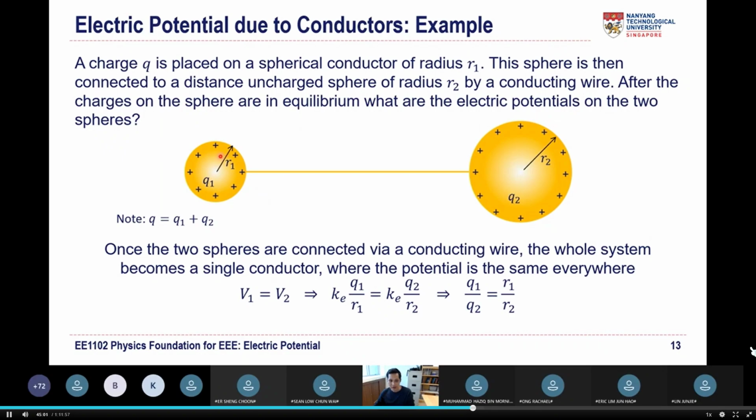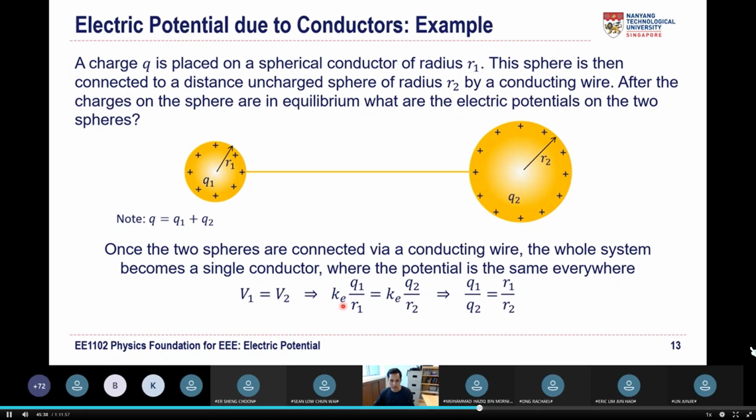Because as soon as we connect them together, we don't have two separate conductors. We now have a single conductor, meaning the electric potential across the entire system is going to be equal. It's going to be the same everywhere. So the electric potential on the surface, including the surface and the entire conductor, is going to be exactly the same. So V1, we can say, is equal to V2.